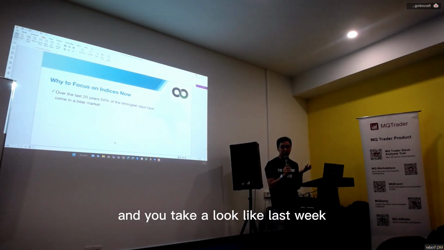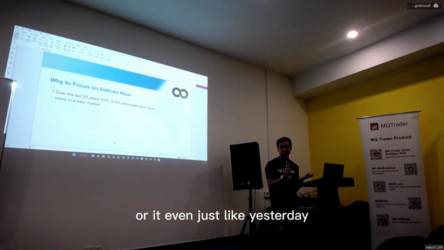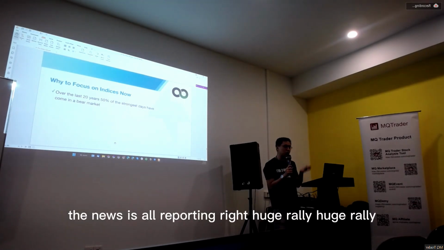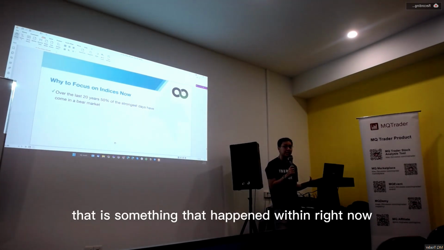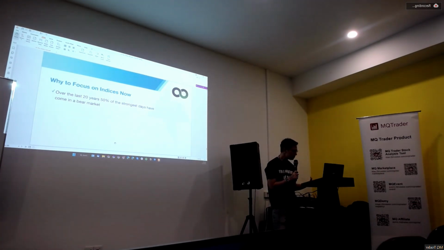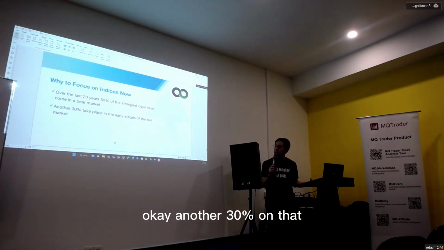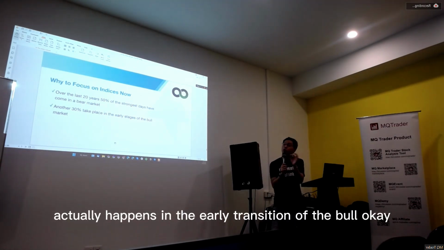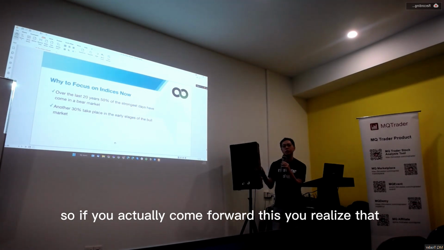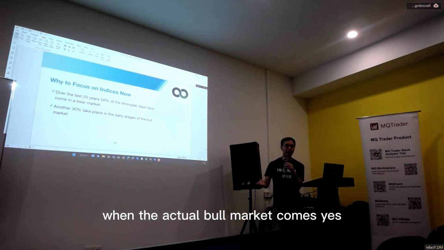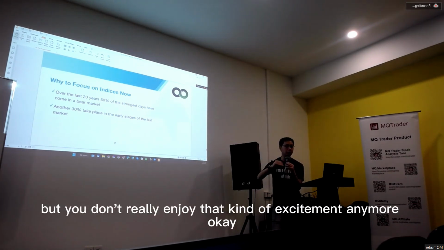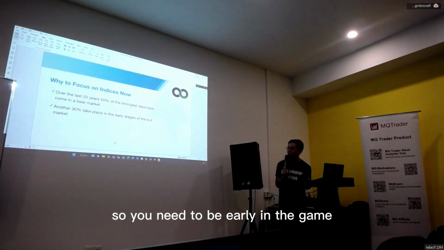Now, if you take a look at last week, or even just yesterday, the news is all reporting, right? Huge rally, huge rally. That is something that happened right now, which is the bear market. Another 30% of that actually happens in the early transition of the bull. So if you account for all this, you realize that when the actual bull market comes, yes, it's still going up, but you don't really enjoy that kind of excitement anymore. So you need to be early in the game.